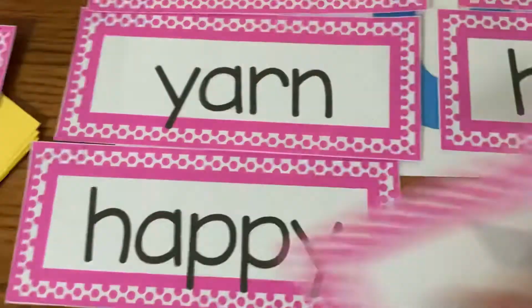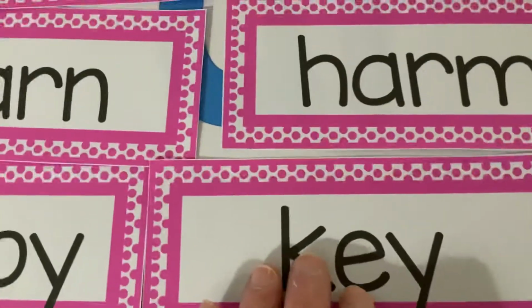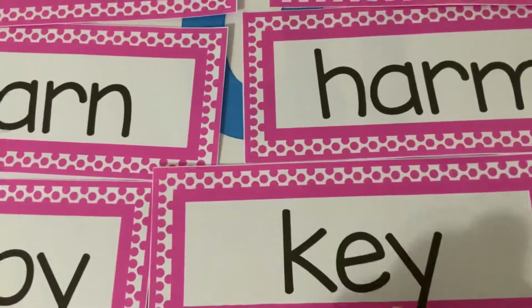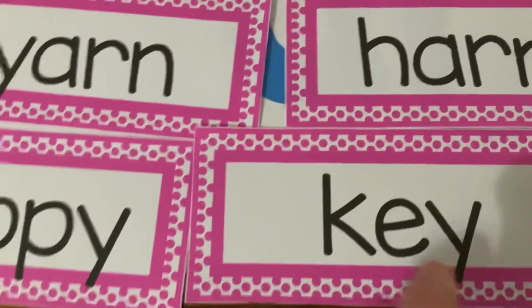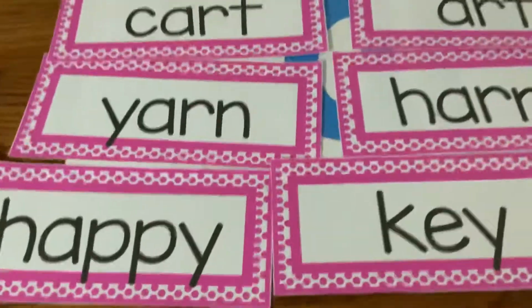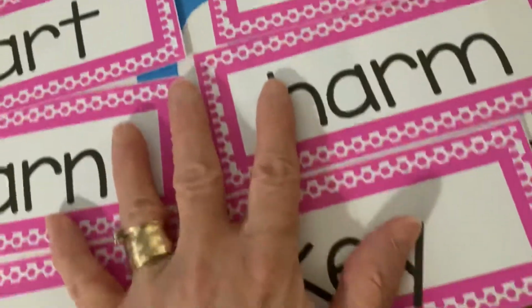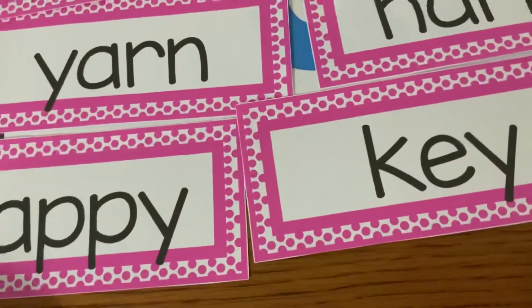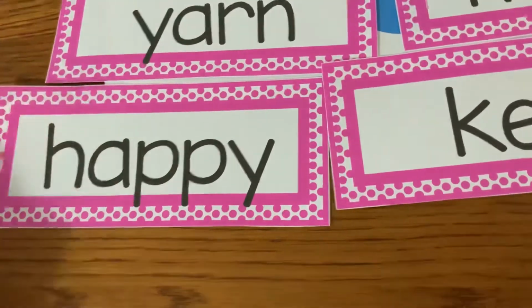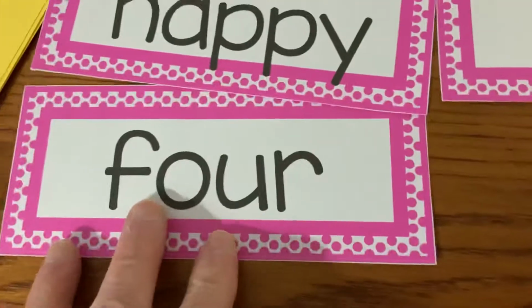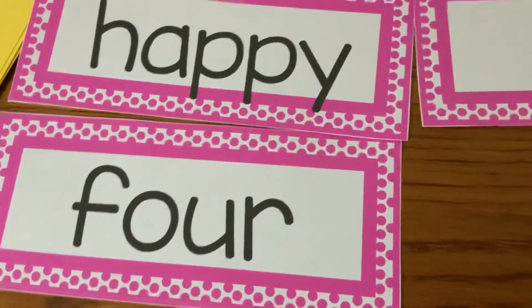And another word that we had was key. And here also EY says E. K-E, key. So we have our two words from the last time that say E. Move these on up. And we have words from our high frequency words for this week. One word that we have is four.